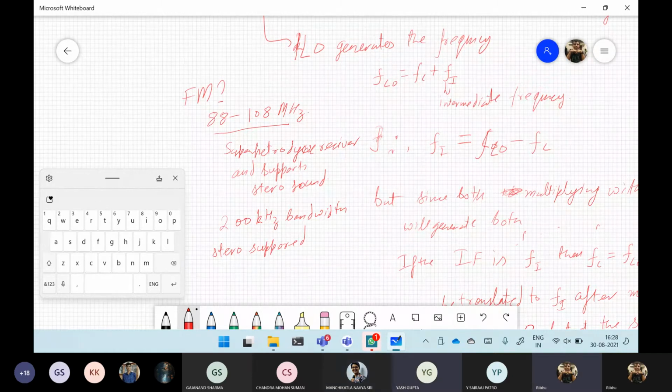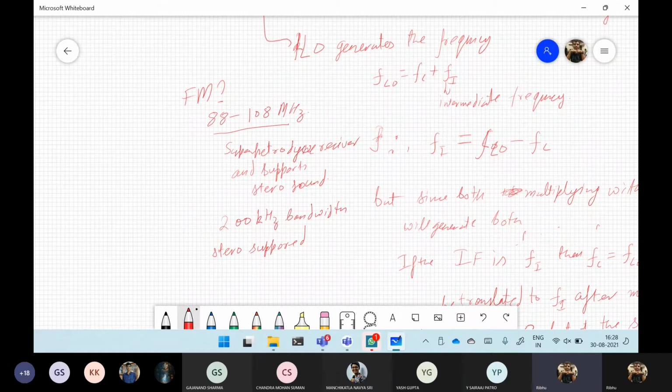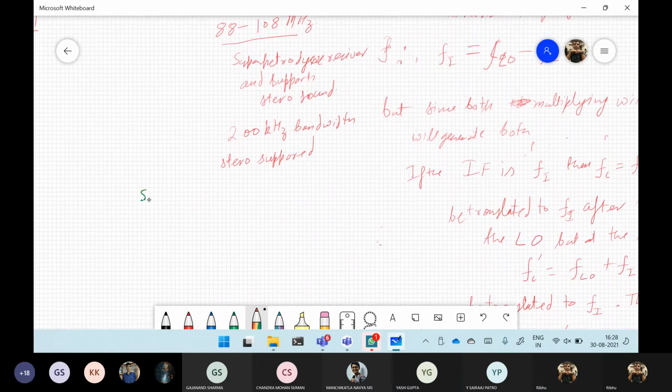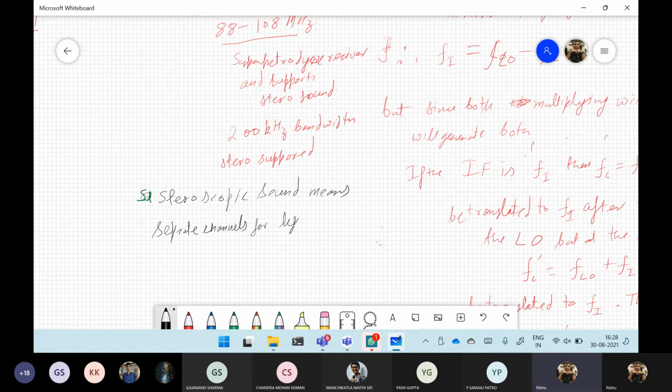Separate channel for left and right ear. Yeah, separate stereo. See what stereoscopic sound means: separate. Who said this otherwise? Separate channel for left and right. Gandhi, you said that or someone else said that? Sir, me. Yes. Okay, yes. Separate channels for left and right.